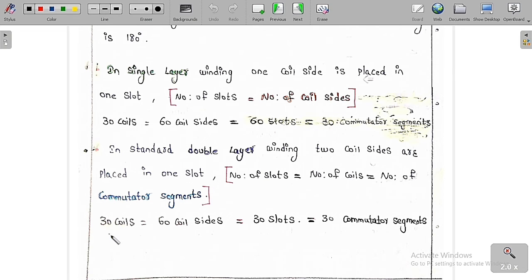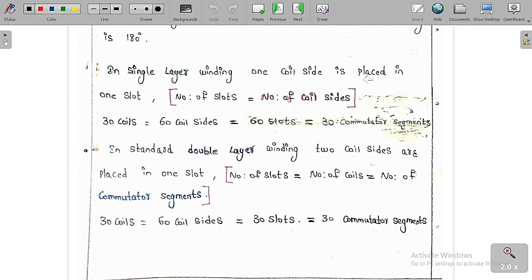Let me take a small example. Suppose there are 30 coils. For one coil there are 2 coil sets. So 30 into 2 is 60 coil sets. I have already told you 2 coil sets are placed in one slot. So 60 coil sets in 30 slots, because 2 coil sets go in one slot. So we are going to get 30 slots, and we are going to keep 30 slots.